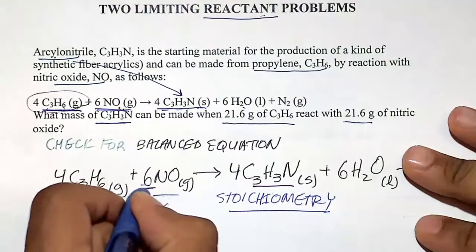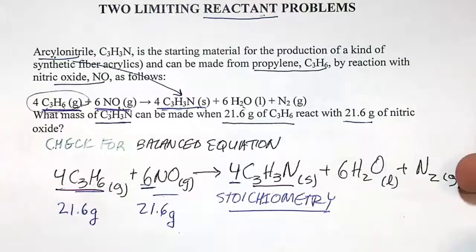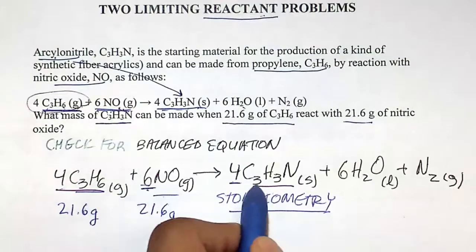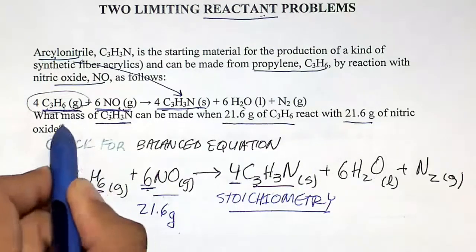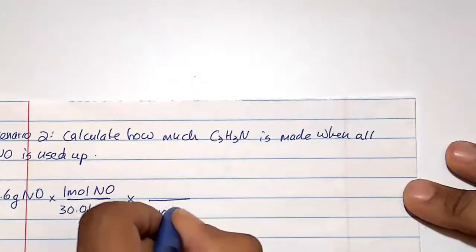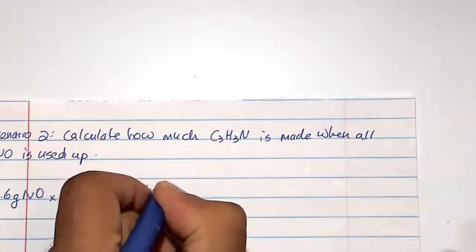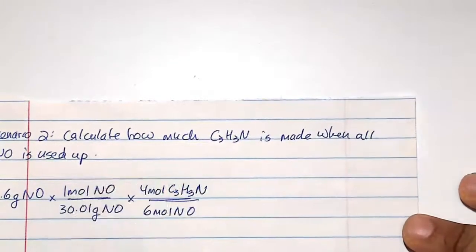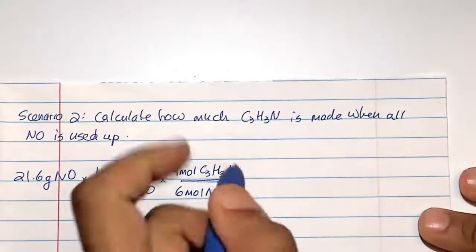And we know, going to our balanced chemical equation here, that for every 6 moles of NO, I have 4 moles of C3H3N. I generate that from the balanced chemical equation that was given to me. For every 6 moles of NO, there are 4 moles of C3H3N. I could stop right here, but I'll just go ahead and convert this to grams.